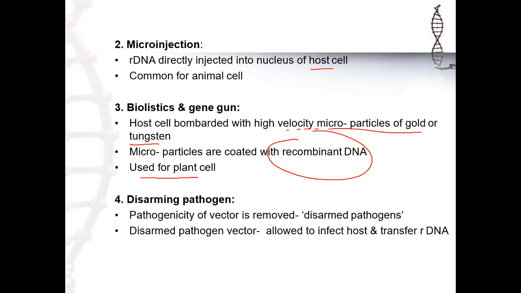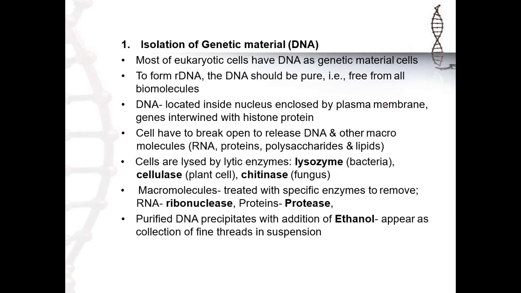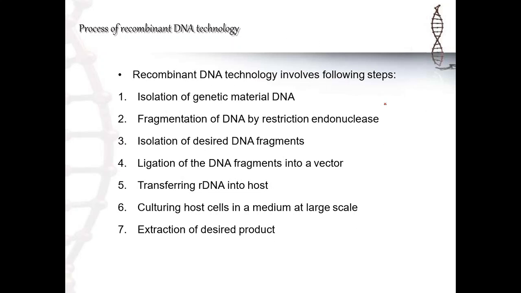Another technique used to make the host competent so that it will take up the recombinant DNA is the disarming pathogen. So try to do that. So this is the technique to introduce recombinant DNA: microinjection, directly to the nucleus, and biolistic, in plants in particular. Okay, so that's it.